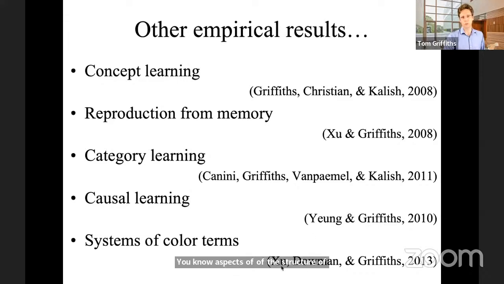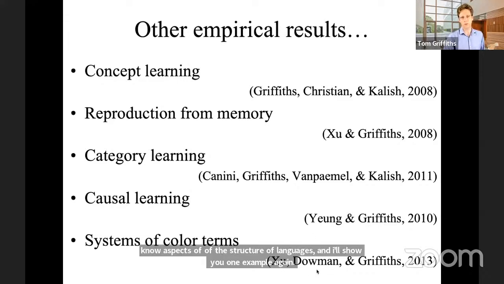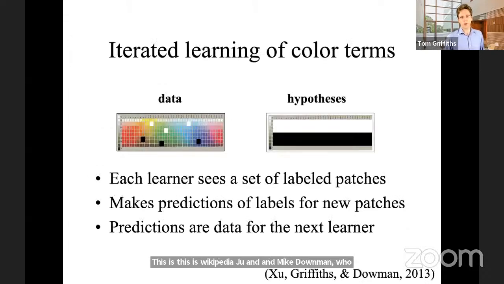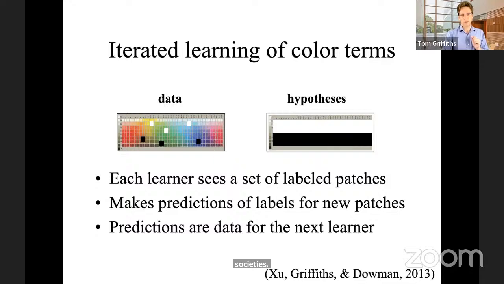Again, this is work with Jing Zhu and Mike Dowman, who was at Edinburgh and then came to work with me as a postdoc. What we did was run this kind of iterated learning process with systems of color terms, motivated by the World Color Survey, which provided information about the distribution of systems of color terms across 110 non-industrial societies. The World Color Survey basically showed people different color chips and asked them to produce labels for those chips in their language.